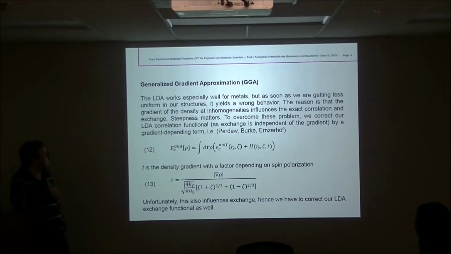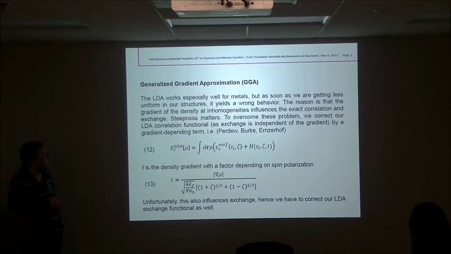Yeah, and then we have the GGA. The problem is that the gradient of the density influences the exact correlation at inhomogeneity. So when we are becoming inhomogeneous, then close to the inhomogeneity, the gradient is important, the steepness of our density as a function matters. And it matters a lot.